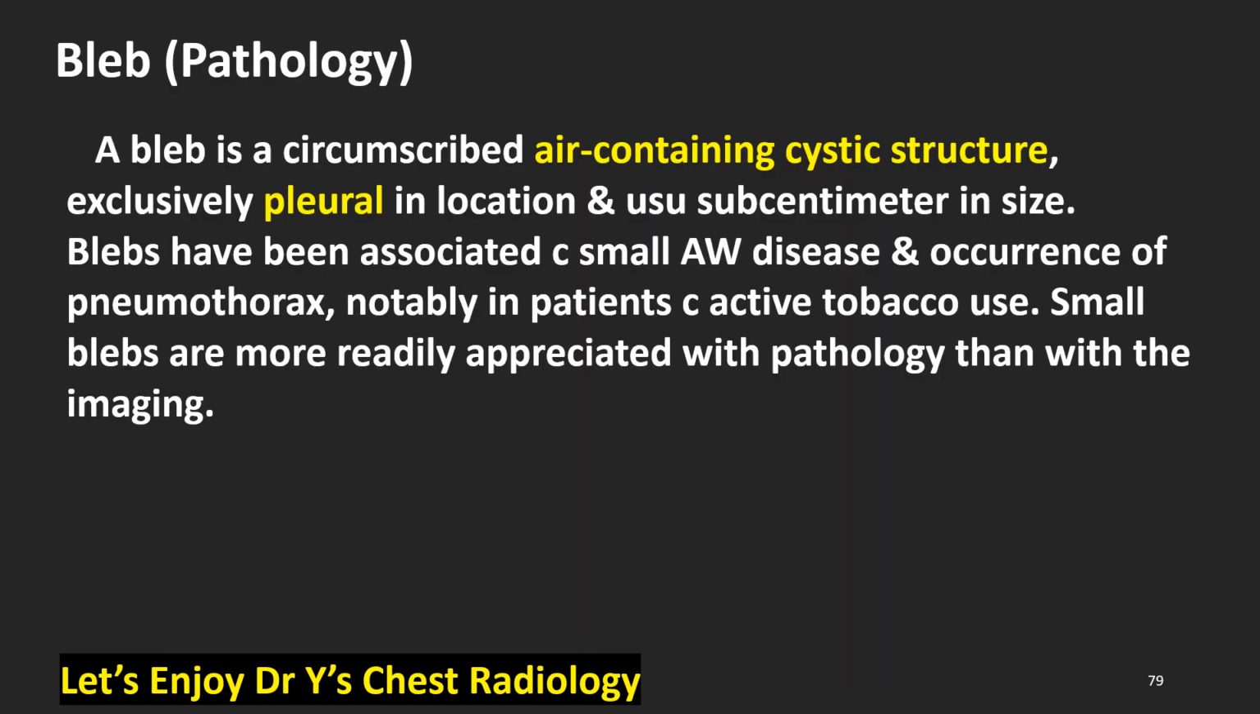Bleb pathology. A bleb is a circumscribed air-containing cystic structure, exclusively pleural in location and usually sub-centimeter in size. Blebs have been associated with small airway disease and occurrence of pneumothorax, notably in patients with active tobacco use. Small blebs are more readily appreciated with pathology than with imaging.